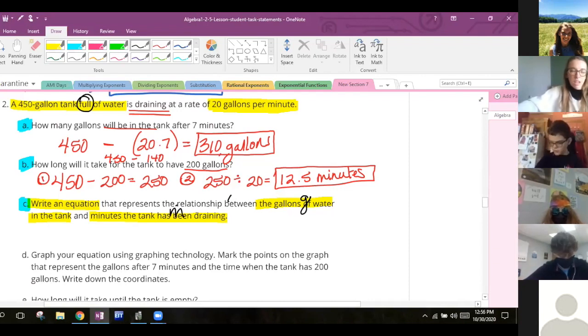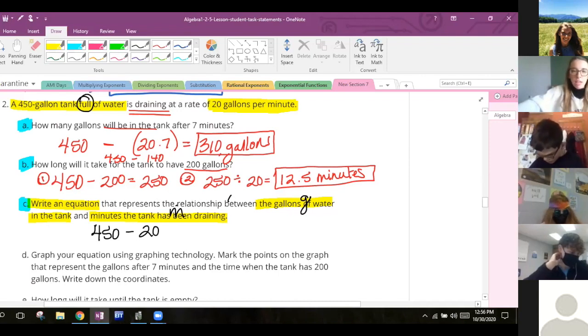Okay, so just like we did for the first two, what amount did we start with? 450 gallons. Okay. And what's happening to that 450 gallon tank? It's decreasing. At what rate? 20 gallons per minute.